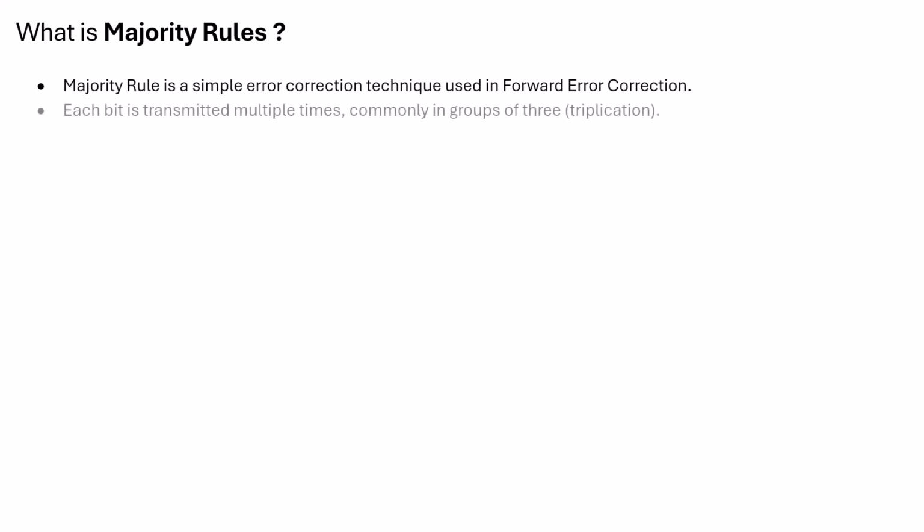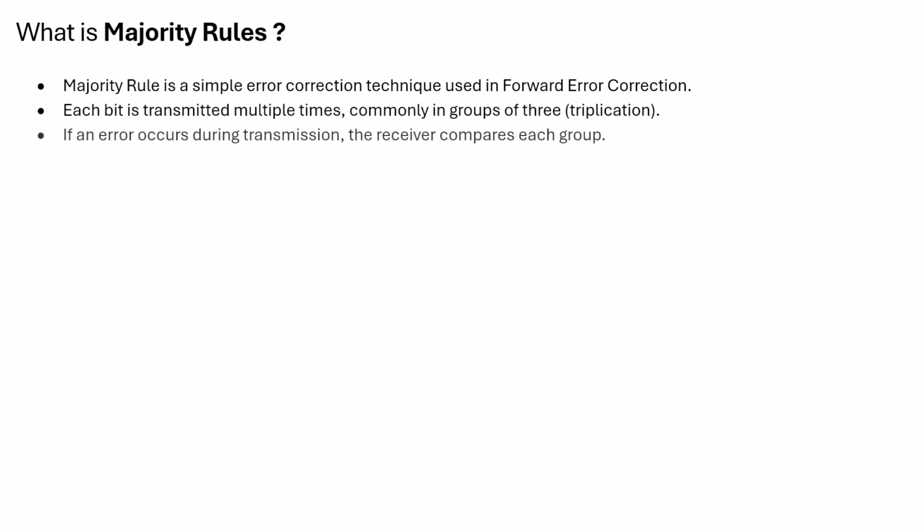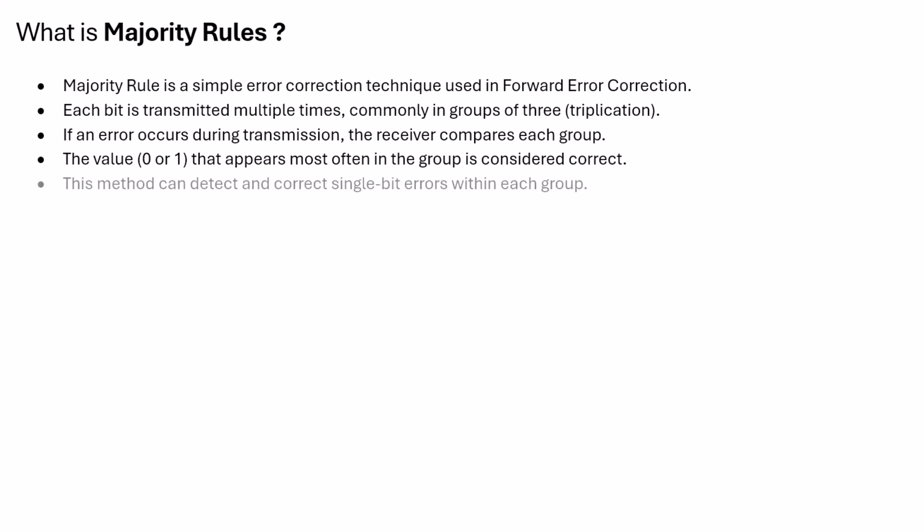Let's talk about the majority rule. Majority rule is a simple error correction technique used in forward error correction. Each bit is transmitted multiple times, commonly in groups of 3, called triplication. If an error occurs during transmission, the receiver compares each group. The value, 0 or 1, that appears most often in the group is considered correct. This method can detect and correct single-bit errors within each group.